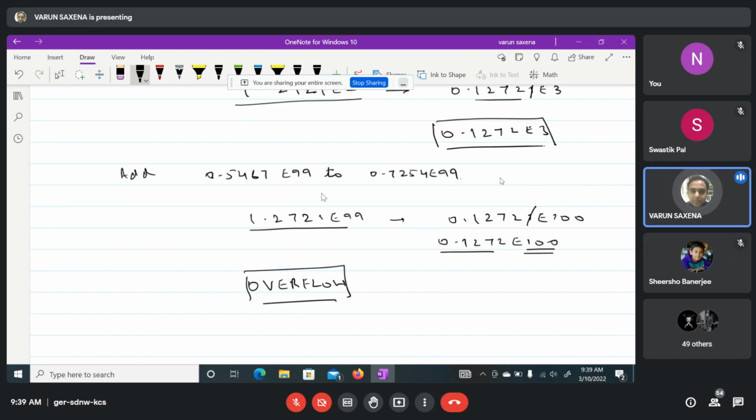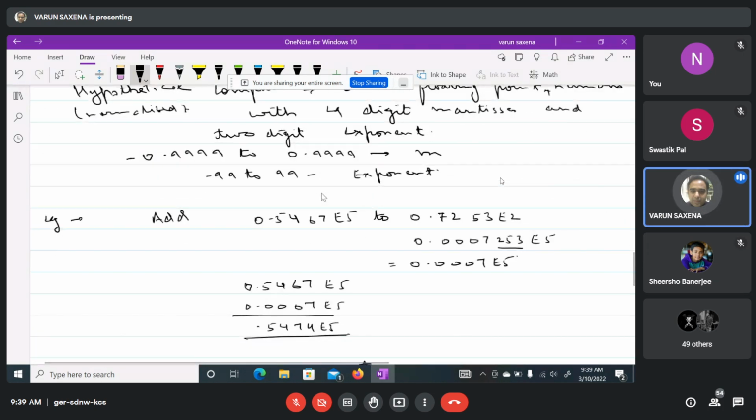So we are taking a hypothetical computer that can only store 2-digit exponents. I mean, it's not that it cannot be stored. Of course, you can store it in modern day computers, but I'm saying that we're taking a hypothetical computer that can store exponents only up to 2 digits.